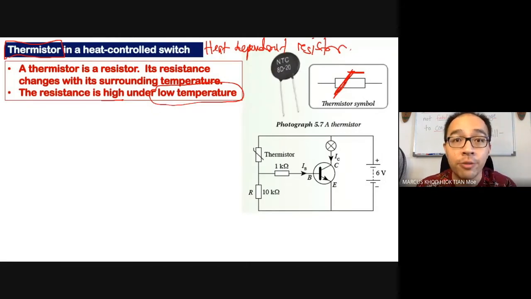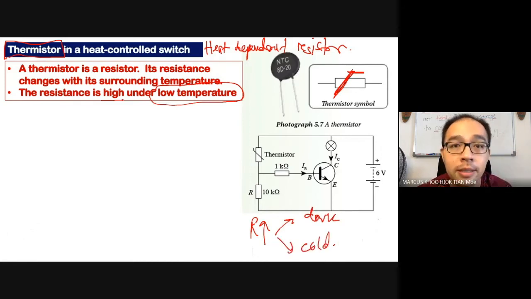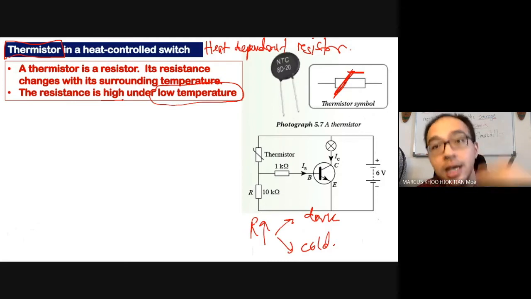And this is very easy to remember. Whether it is LDR or thermistor, resistance is high when it is dark and when it is cold. Remember this. Gelap dan sejuk. When it is dark and when it is cold, the resistance is high. Resistance high means voltage high means no.